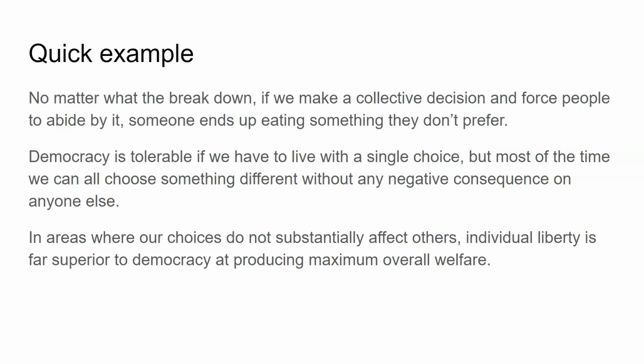But in the case of things like what to have for dinner, it's not the case that we all have to have the same choice. We can all choose something different, and that doesn't impose any negative consequence on anyone else. So in areas, Mill reasons, where our choices do not substantially affect others, individual choice is far superior to democracy at producing maximum overall welfare. Some of us can have salad, some of us can have chicken, and some of us can have pizza, and everybody gets better off, right?